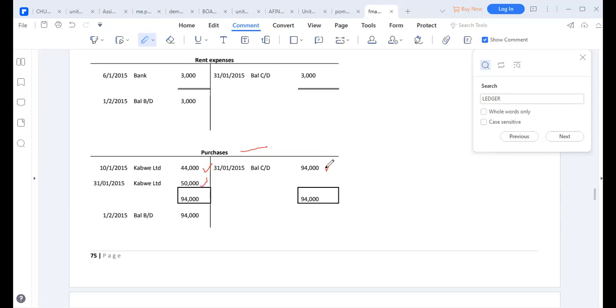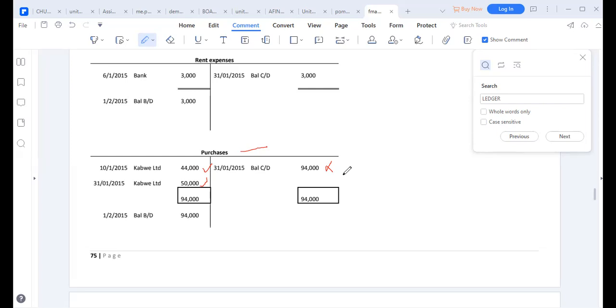Now, we didn't have this one here, the balance carried down. We only had two entries on the debit. So to balance off this one, on the credit side there was nothing, there was zero. So you add 44 plus 50, which gives you 94. Because on the credit side there is nothing, the same 94 is what you put on the other side. Then write balance carried down on the credit side, put the same 94, and bring it down again on the debit side. So when it is one-sided, you just add that one side, put the total in the total columns, put the same on the other side, then bring it down.